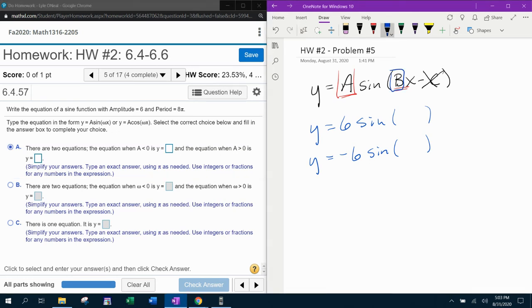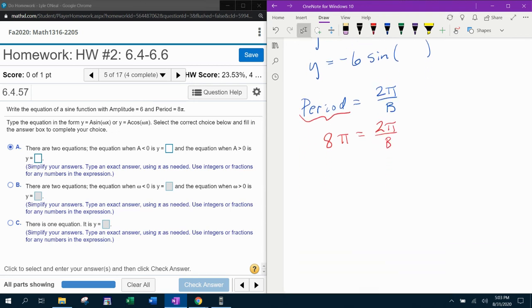And so the last piece of this puzzle is b. We now need to figure out what b is. So we know that the formula for the period for a sine or a cosine is 2 pi over b, but they tell me that the period is 8 pi. So I'm going to replace the period with 8 pi, and on the other side I'm going to have the formula 2 pi over b, and then I'm going to have to solve this for b.